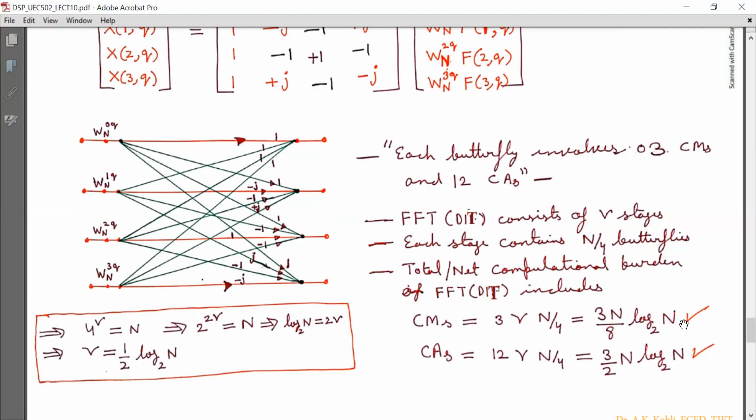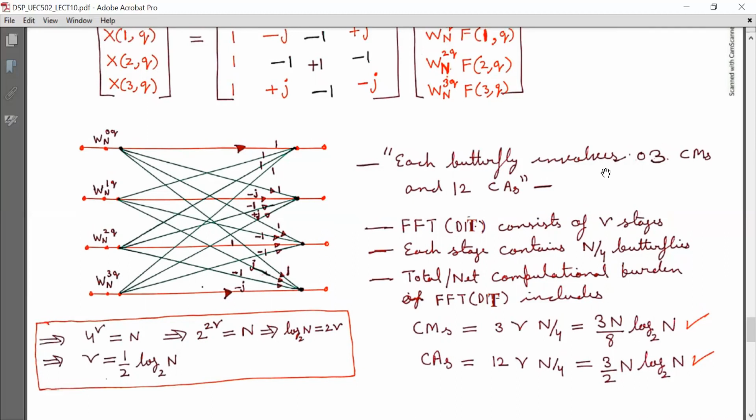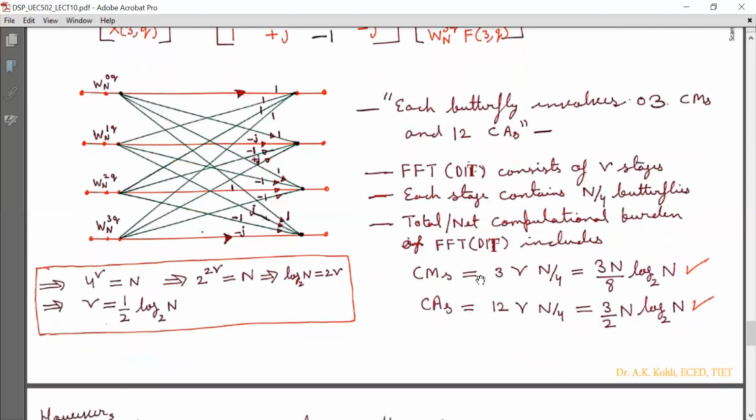It's quite clear. Now each butterfly involves 12 complex additions. So total number of complex additions equals 12, number of butterflies at each stage, N/4, into number of stages, V. So substituting the value of V, we will find it to be 3/2 N log2 N. So these are the number of complex multiplications and complex additions involved in the FFT DIT algorithm for radix 4.